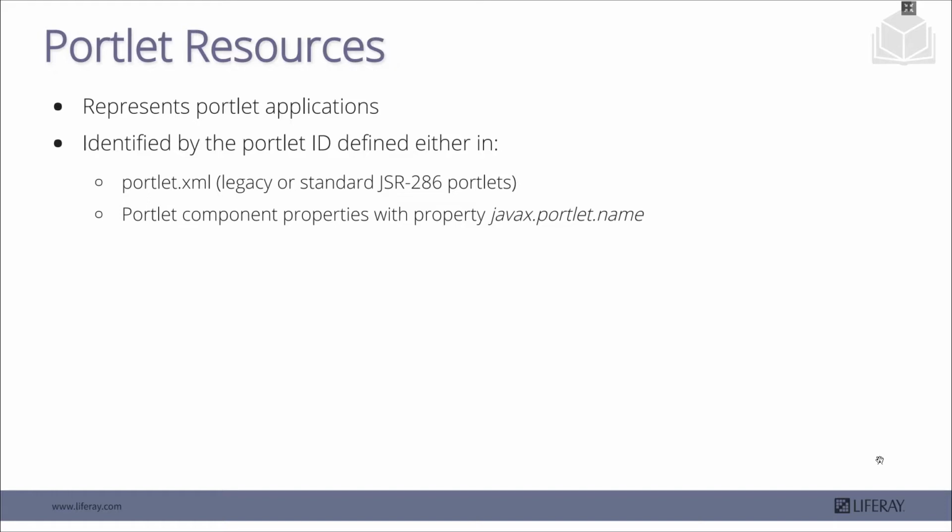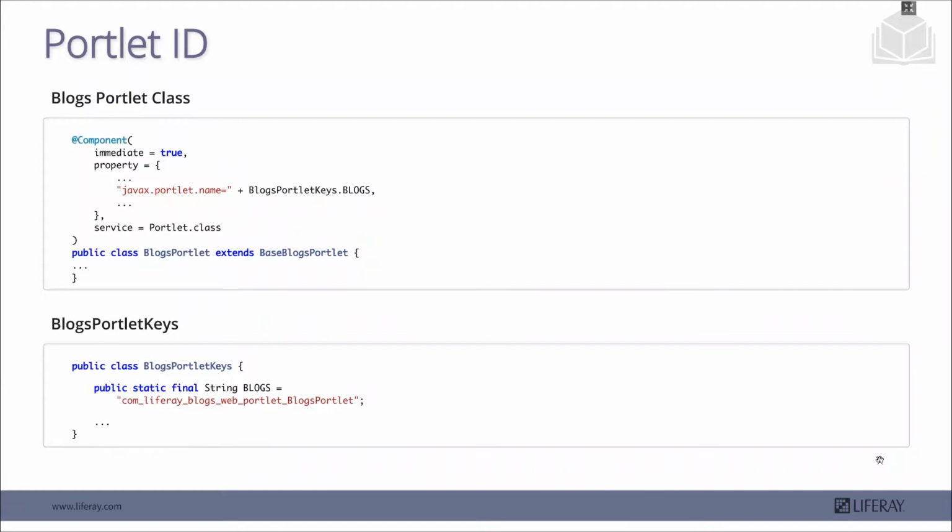The way that we define or find these portlet resources is based off of its portlet ID or its portlet name. So we would typically look within the component annotation to find the name of the specific portlet. Look within the property, and you'll see the javax.portlet.name. One example is the blogs portlet: in the component annotation, you'll see javax.portlet.name, BlogsPortletKeys.BLOGS.